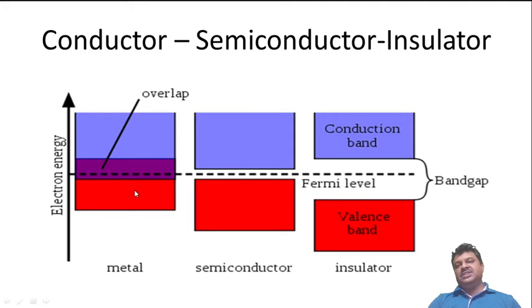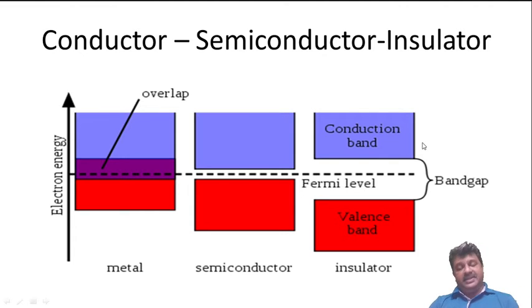Whenever the valence band and conduction band are overlapping, it is able to conduct electricity. Such a material we give the name conductor. On one end you have a conductor, on the other end you have an insulator.